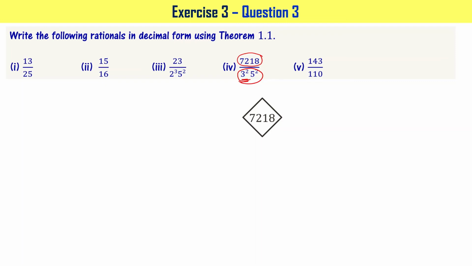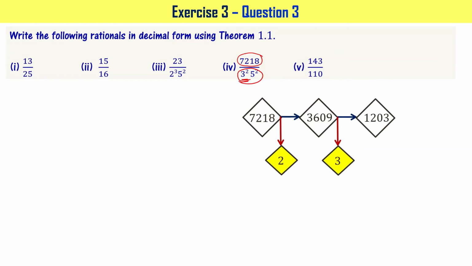Let's check that. For that, let me write the prime factors for 7218. That can be written as 2 times 3609, and that can be written as 3 times 1203. That can be written as 3 times 401. 401 is also a prime number, right? Look at this. 7218 can be written as 2 times 3 times 3 times 401. It means you have 3 square in the numerator also, right?